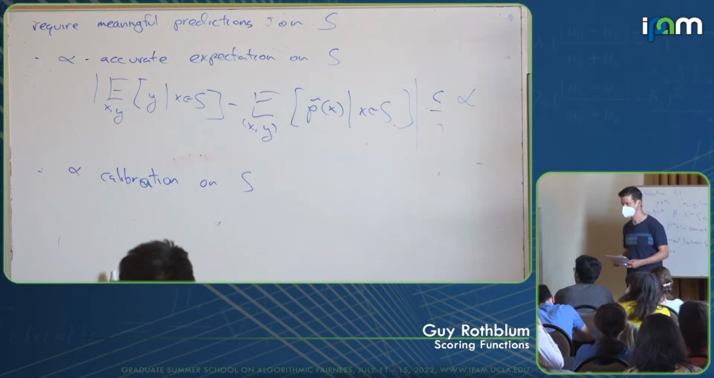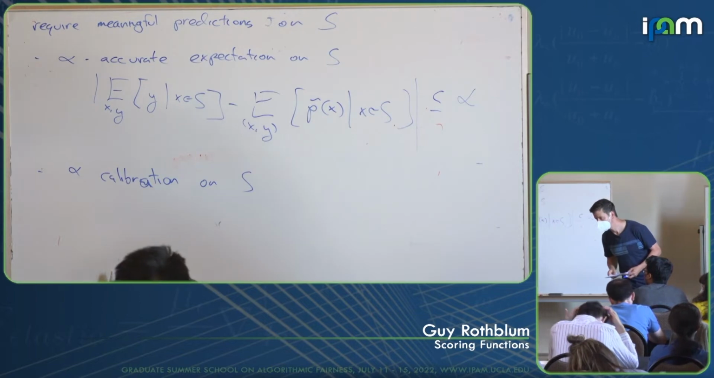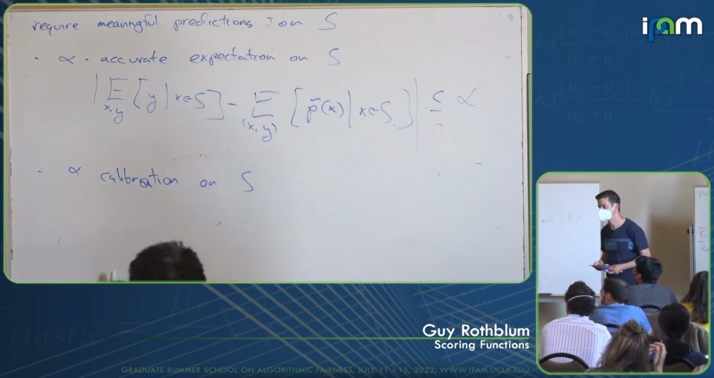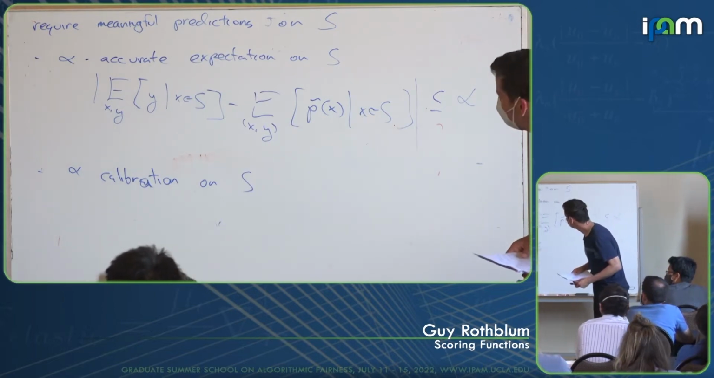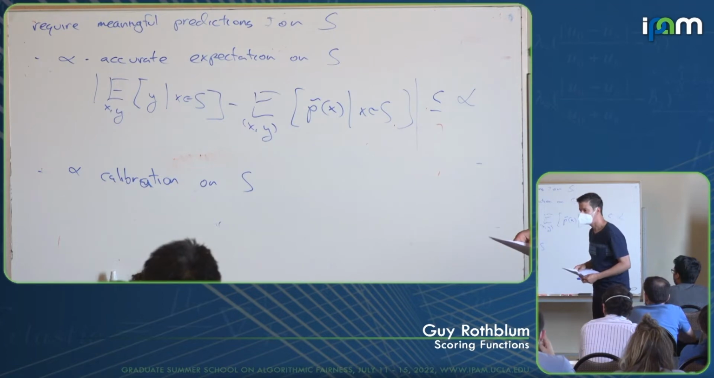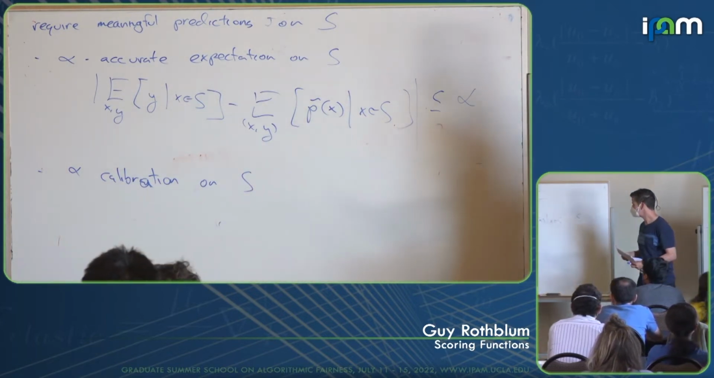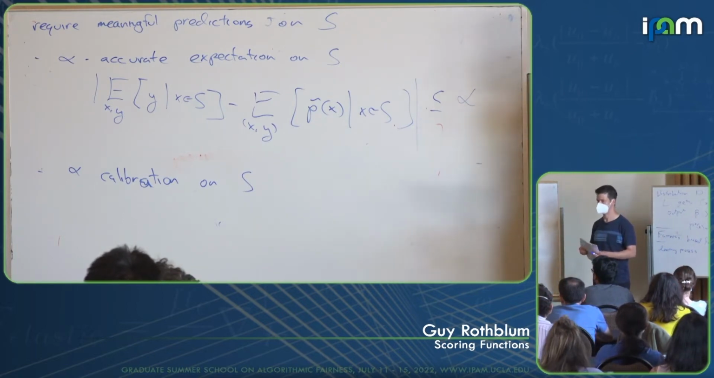Yes? I was just wondering, can you trivially fix this by requiring the same for all subsets of S? By requiring the same, like, alpha. Good, so keep that question. So for all subsets of S, it's definitely going in the right direction.